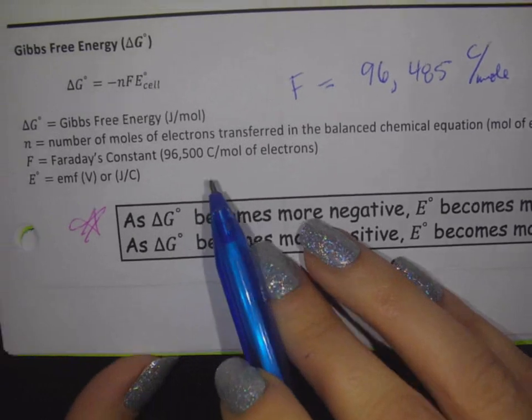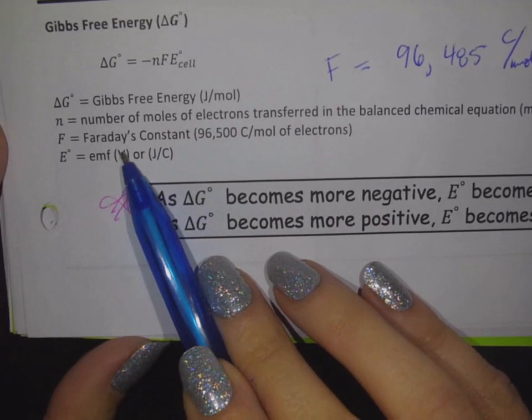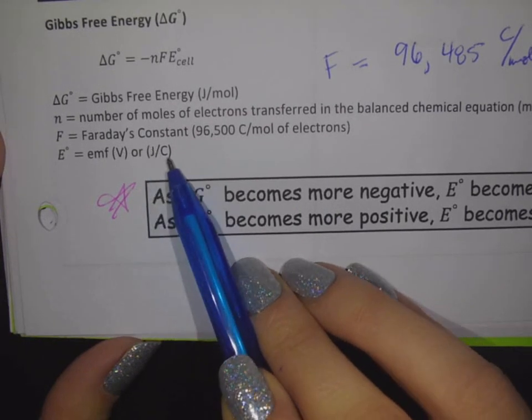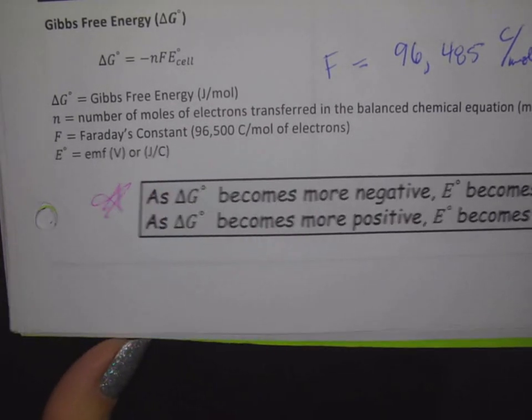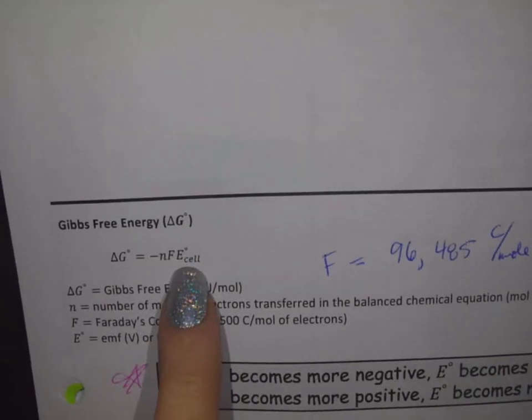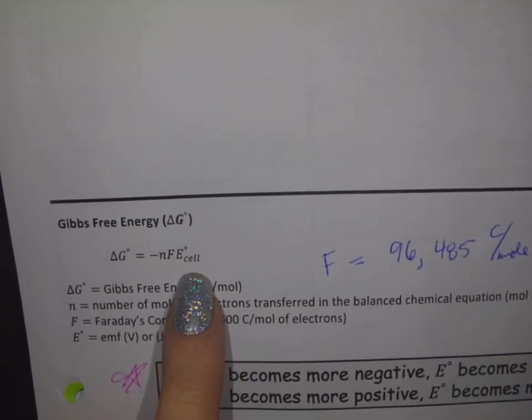So we have a reminder: this E potential is in volts, and volts is the same as joules per coulomb, okay? All right, so we're gonna use this equation. And then we're just using E cell, like we've been calculating, okay? All right.